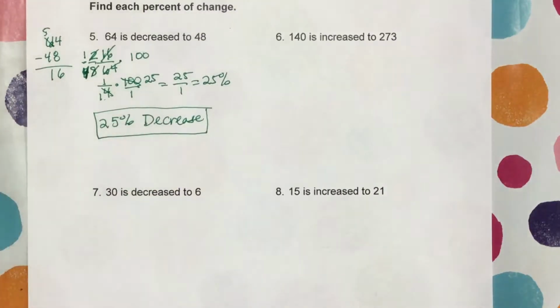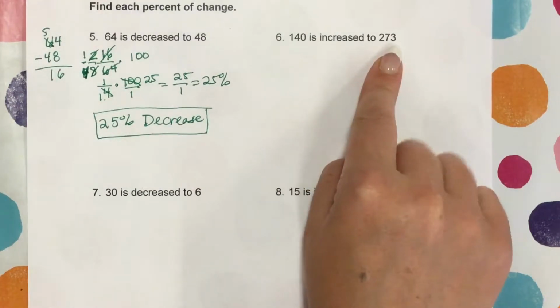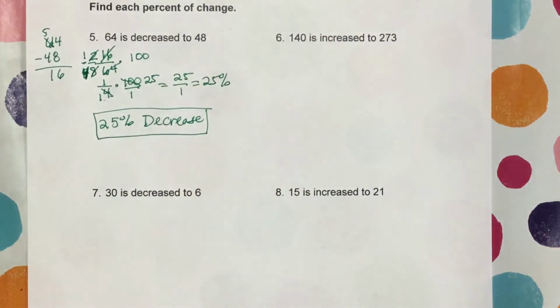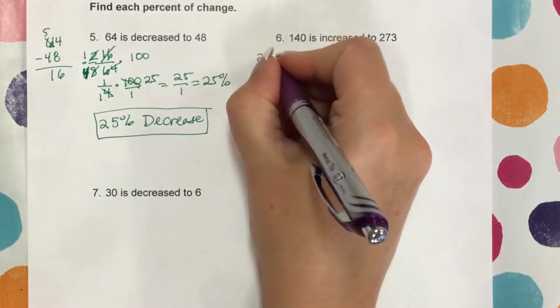All right, we're back with problem 6. Let's go ahead and find the percent increase from 140 to 273. The first thing we have to do is find the amount of change. So I'm going to subtract those two numbers.